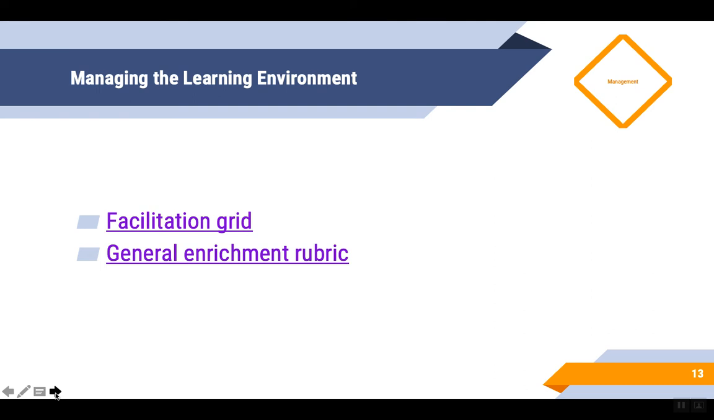So you can either break up into two different groups. One group can learn about the facilitation grid, the other group can learn about the enrichment, or you can do it all together. But your group is going to download the multi-level management notes and goal sheet. The link to that document is in the description below.